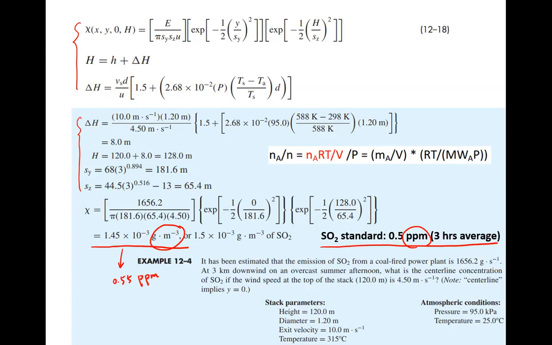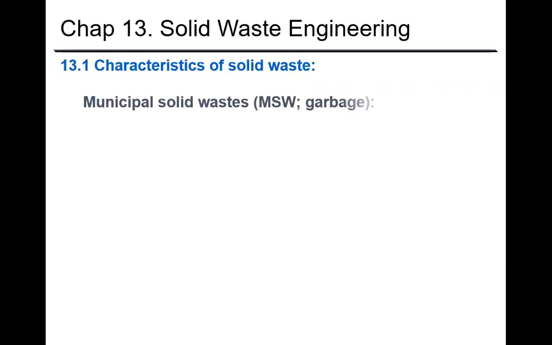Okay. So this is about the stack design. I hope that you can understand the process of calculating or evaluating the air pollutant concentrations, or in terms of designing the stack, right? If you're told that 3 kilometers downwind we need to keep the sulfur dioxide concentration below a certain value, what should be the stack height? You can do some calculations to design that, right? So that's the last bit about air pollution. The final part is solid waste engineering.